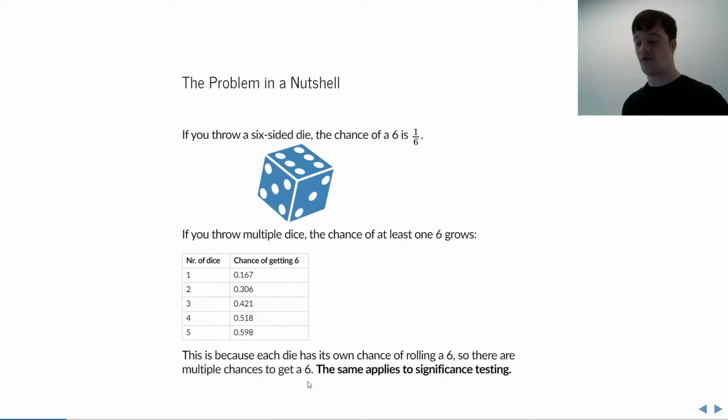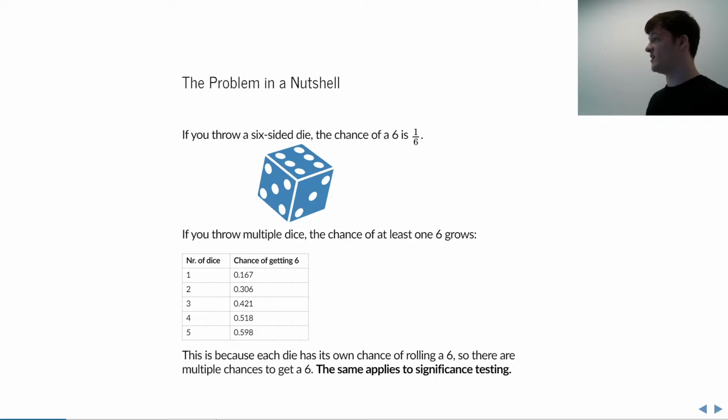Of course, if you roll a fair 6-sided die, there should be a 1 in 6 chance that it comes up with a 6, right? Because all of the faces of the die have the same chance of coming up if the die is fair. But if you roll it twice, then you have 2 different chances of rolling a 6, right? So the chance of rolling 6 twice is 1 in 36, but the chance of rolling at least 1 six is actually almost 30%, right? And if I roll the die 3 times, the chance of at least 1 six is already bigger than 40%, etc. So this applies to significance testing.